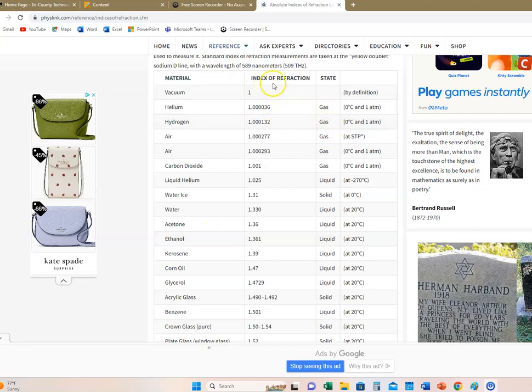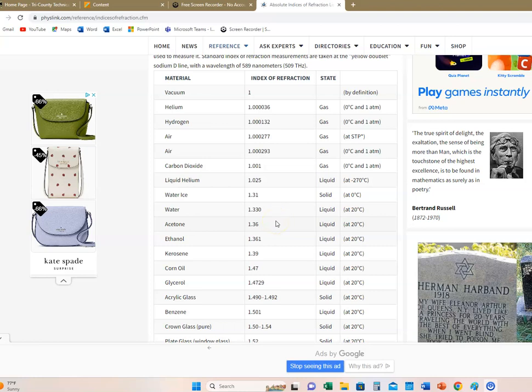All right, this is for chapter 11, just as a review. So here are some common indices of refraction. Of course, for a vacuum, it's one. For air, it's practically one. We usually just define it as one. And then things like water is 1.33.